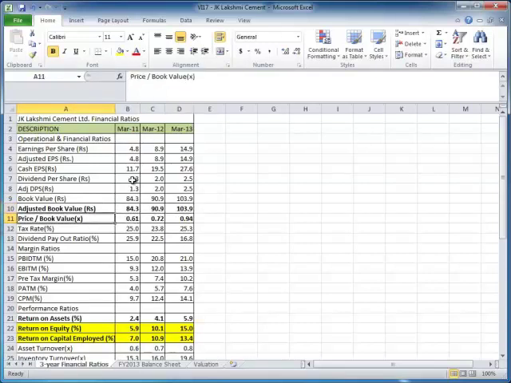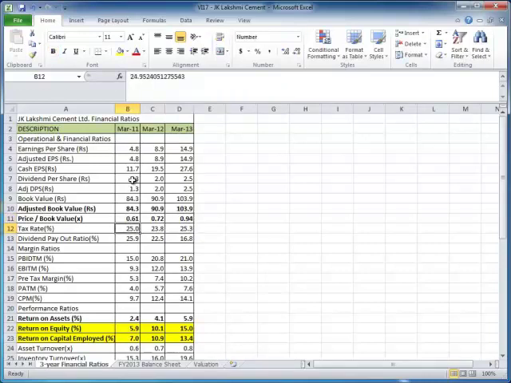The next important ratio is the price to book value ratio. This is one we looked at earlier in this lecture, when we looked at a list of companies with price to book values of less than 0.8. So this company, JK Lakshmi Cement, would have met that criteria in 2011 and 2012, but not in 2013. The price to book value was close to 1 by 2013.